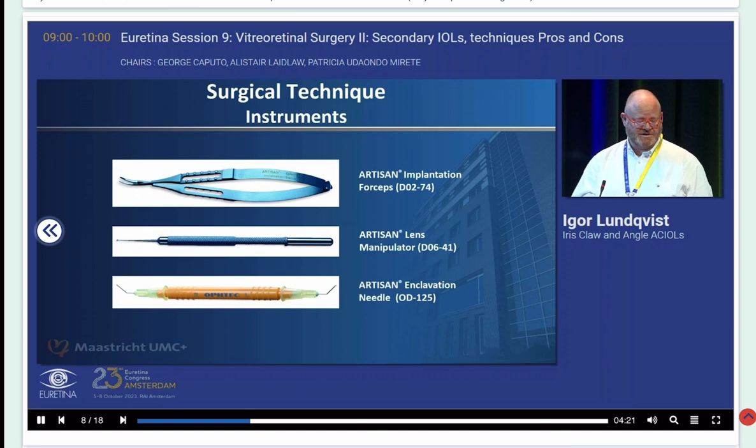We advise 3 different instruments. First of all, the Artisan implantation forceps, which is a forceps without any serration, so you have a very atraumatic implantation and no chance of scratching the optic. You've got the Artisan manipulator to actually put it in place, and we propose to use the Artisan enclavation needle to make sure you can actually fixate the haptics.